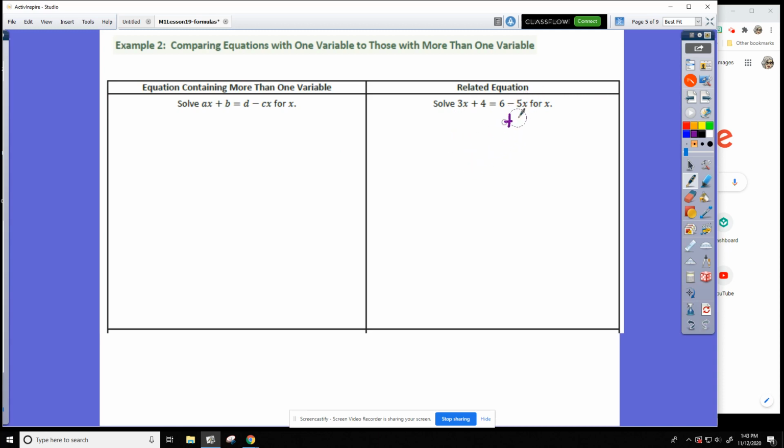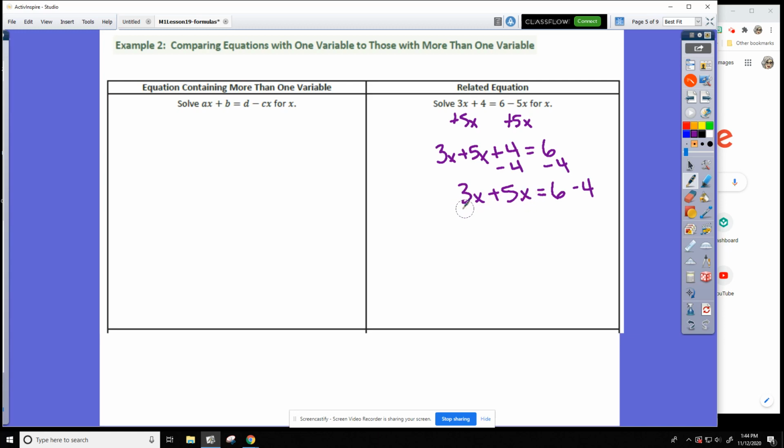So first I'm going to add 5x and add 5x. So I get, I'm going to write it like this because it will help us when we do the variables. 3x plus 5x plus 4 equals 6. Now I'm going to move the 4. So 3x plus 5x equals 6 minus 4.